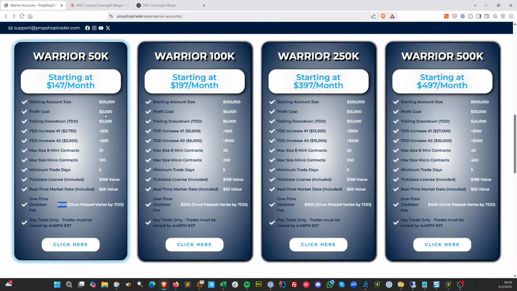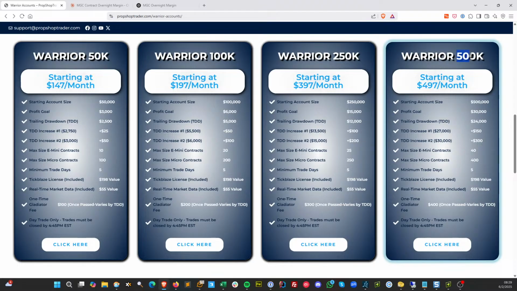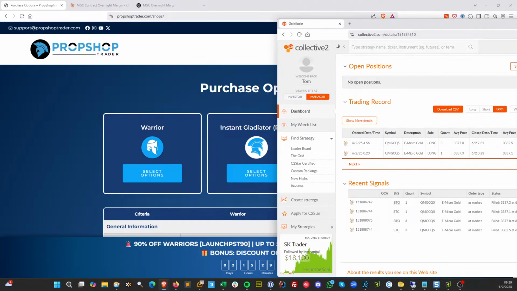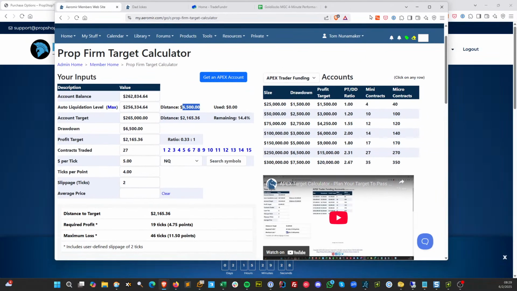and this drawdown would be 3,000 if you don't pay a little extra, which I think is worth it. But they do have big accounts. I haven't seen anybody else with a 500K account. So again, here you need 30,000 of profit with a $24,000 drawdown. And I should add that to my calculator here. Oops, wrong one. This page. I'll add them.